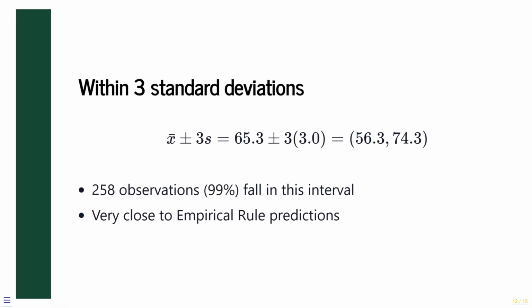Finally, look at three standard deviations. The interval is 56.3 to 74.3. The empirical rule predicts about 99.7% of observations in this range. In the actual data set, 258 observations, about 99%, fall within this interval. This confirms that only a tiny fraction of observations lie far from the mean, and values beyond this range would be considered highly unusual.